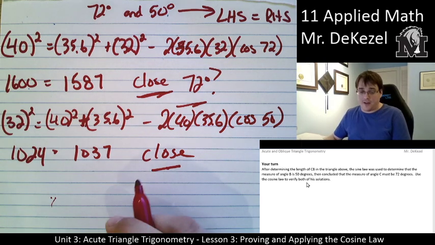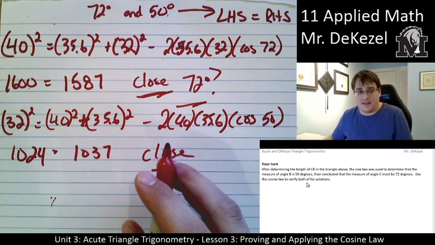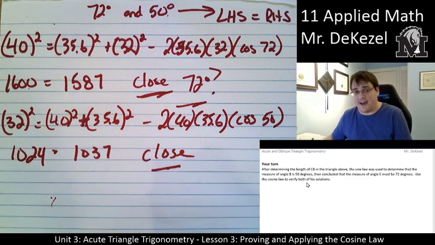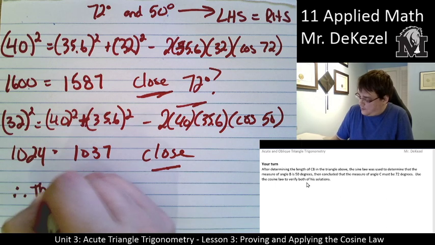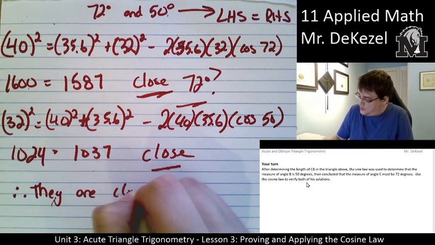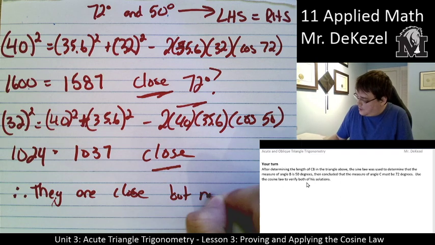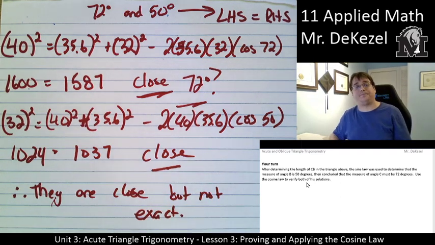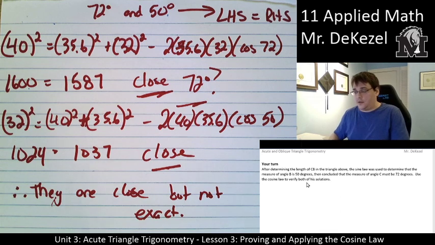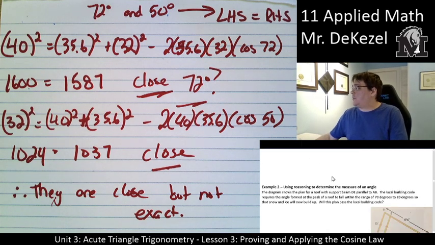I would give them the benefit of the doubt and say that they are correct. Maybe not exactly correct, but close enough. So therefore, they are close, but not exact. Okay, let's do a few more examples.